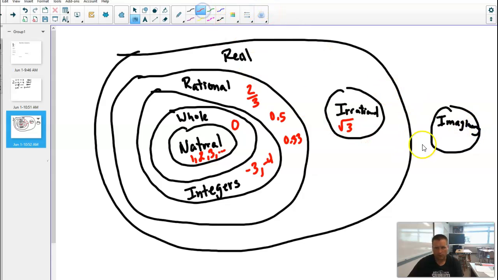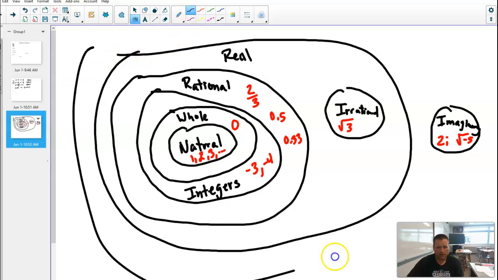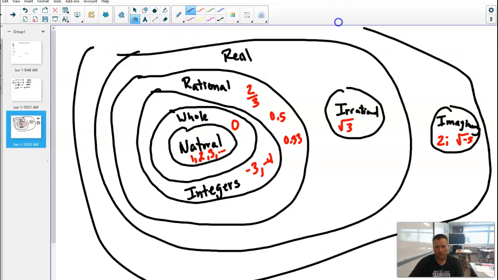And that has the square root of negative values, like 2i and the square root of -5, those type of things. And then our complex numbers, technically you're going to have everything here. So my complex, because remember complex is a real number plus an imaginary, and that contains everything. That's kind of what it looks like.